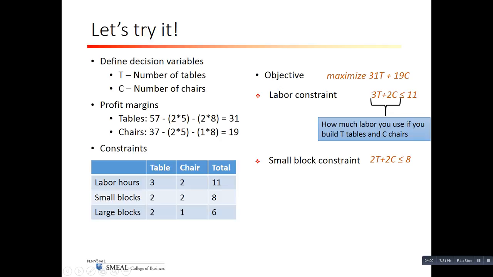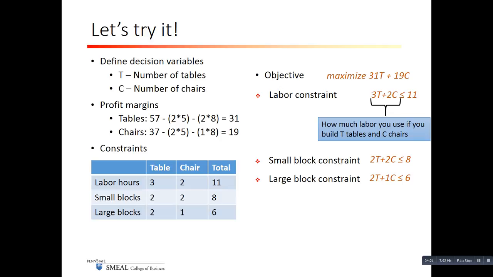These are the total amount of small blocks you use, because for each unit of table you have to use 2 units of small blocks, and for each chair you produce you need 2 units of small blocks, and the total amount of small blocks you use has to be less than or equal to the total amount of small blocks you have.